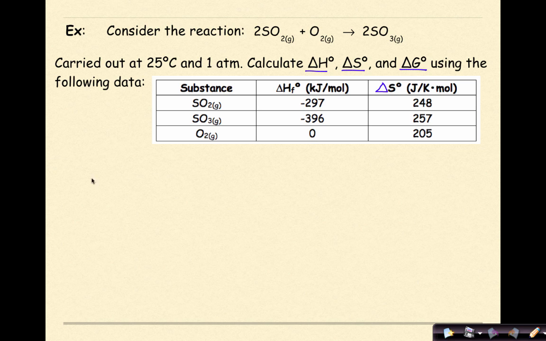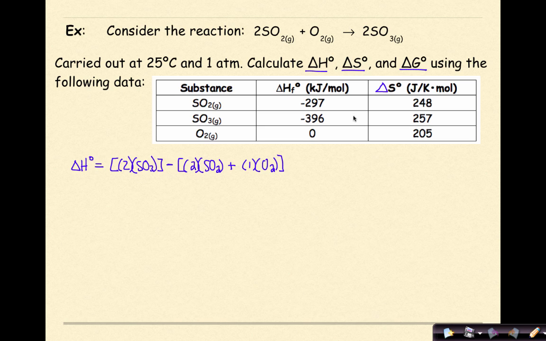So the first thing that I'm going to do is calculate delta H at standard state. And I'm going to do this by taking products minus reactants. So the first thing that I've done here to calculate delta H at standard state is written out my products, 2 moles of my SO3 minus my reactants, 2 moles of SO2 plus 1 mole of my O2.